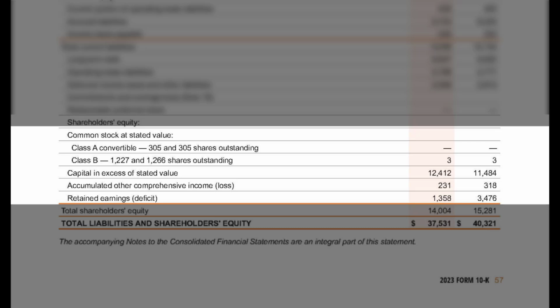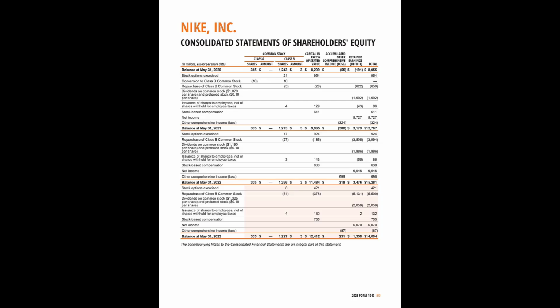Lastly, we have retained earnings. We can see Nike had retained earnings of $1.358 billion. We can see this number has decreased since 31 of May 2022, when it was $3.476 billion. Why is that? To see why, we can look at another financial statement, the consolidated statement of shareholder equity.